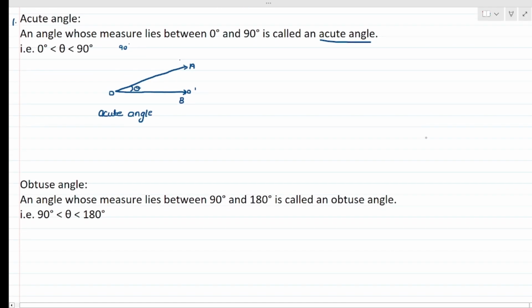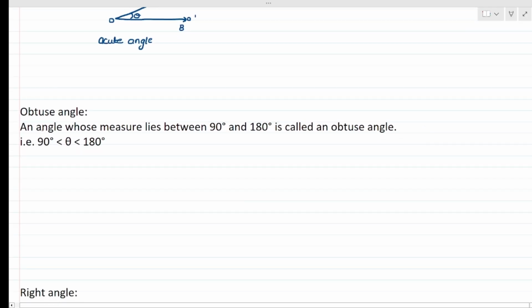Moving on to our second, which is our obtuse angle. Second topic, second angle is our obtuse angle. An angle whose measure lies between 90 and 180. As we saw earlier, our first angle was smaller than 90. In this case, it will be more than 90 and less than 180. That means the limit over here is 90 and 180. This type of angle is called an obtuse angle. How will you form the obtuse angle?